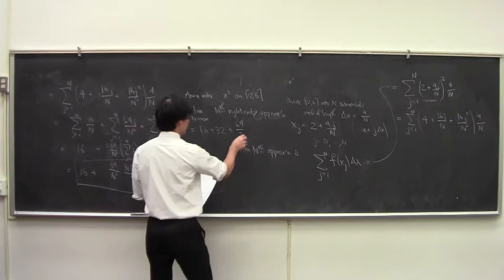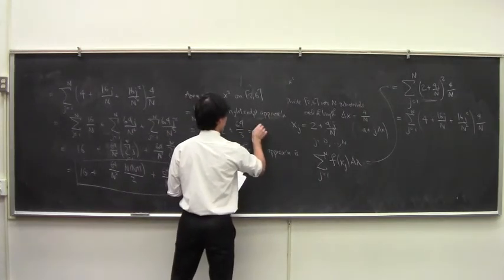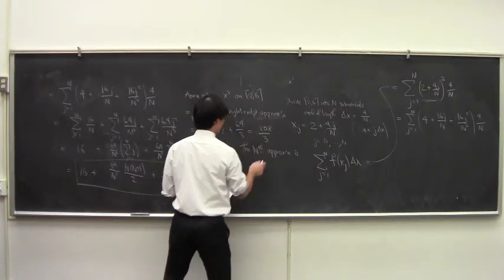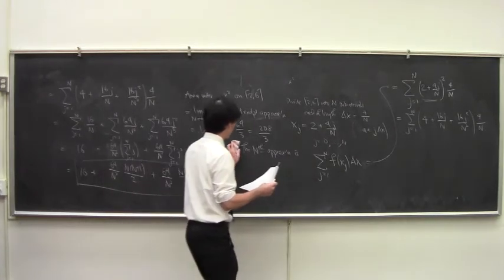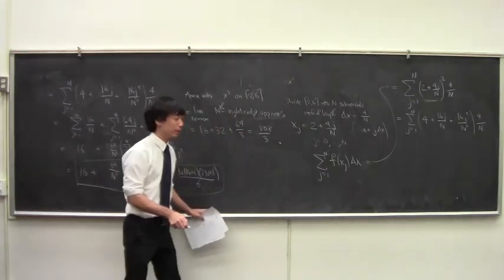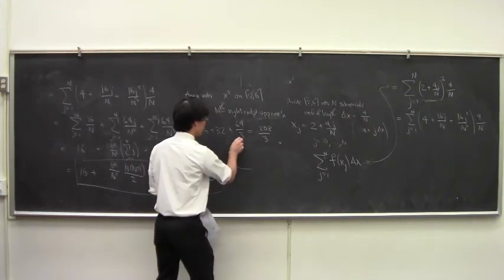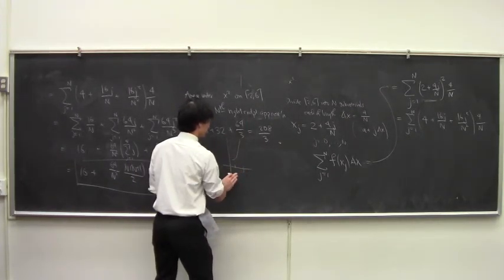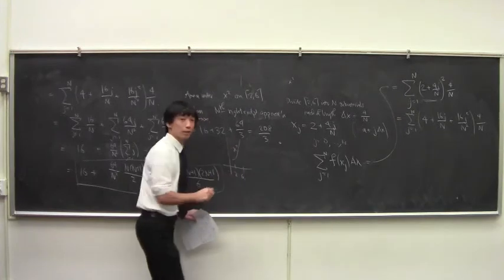Which turns out to be 208 over 3 if you work it out. Okay? So that's the area. That's the area under this from 2 to 6.